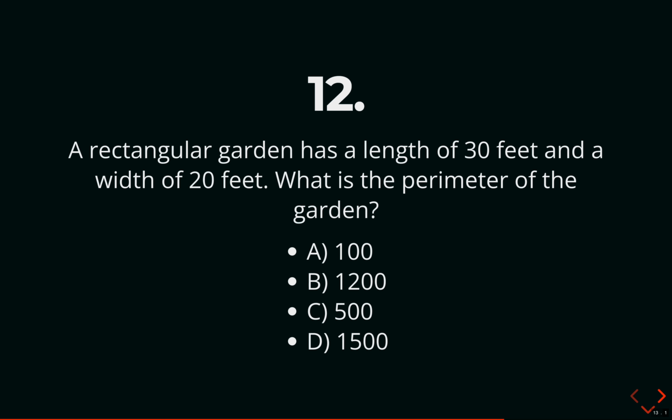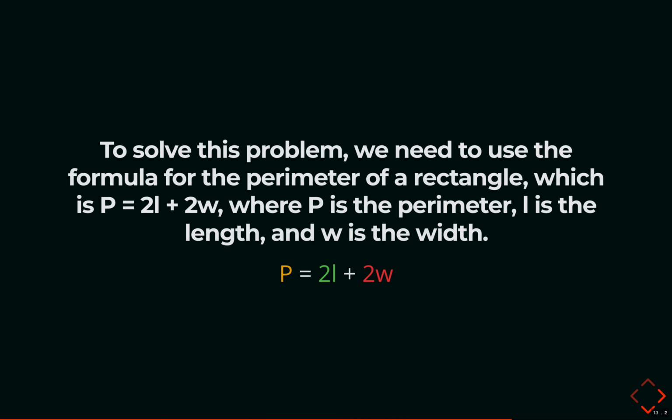Question 12. A rectangular garden has a length of 30 feet and a width of 20 feet. What is the perimeter of the garden? A, 100. B, 1200. C, 500. Or D, 1500. The answer is A. Now let's see how to solve this.